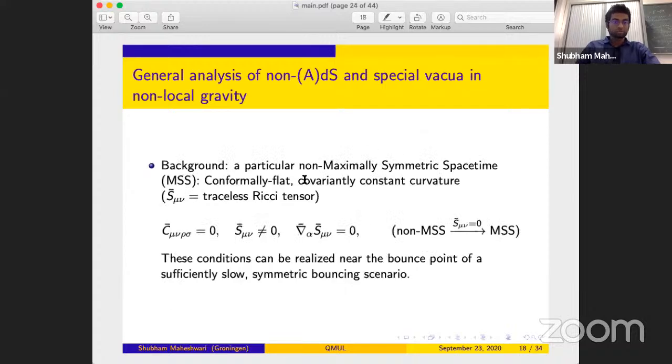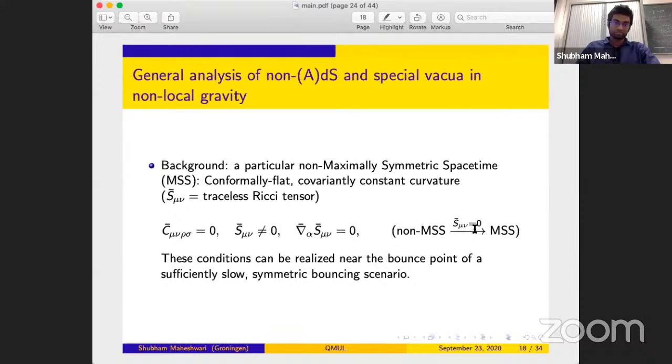The background that I will choose in this talk is one which is conformally flat. So the background Weyl tensor is 0, but the traceless Ricci tensor is non-zero. Even though it is conformally flat, it is not maximally symmetric. I will also assume that it satisfies this covariantly constant condition: the covariant derivative of the traceless Ricci tensor is 0. One of the reasons for considering this is simply that it simplifies the analysis of perturbations and computing the quadratic action and so on. Otherwise, the computations are very cumbersome.